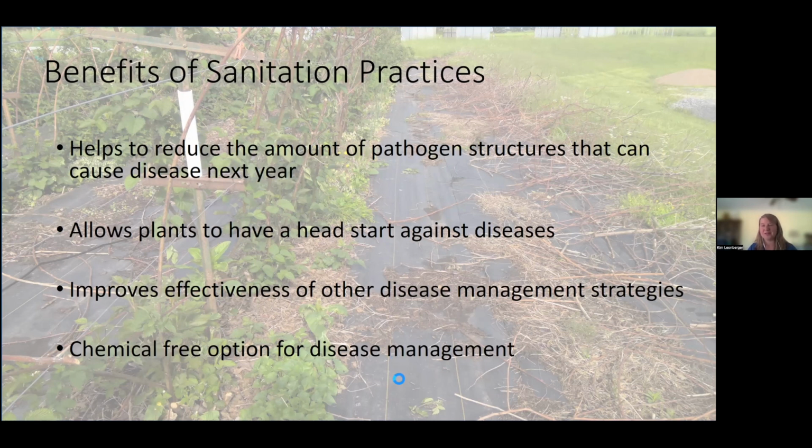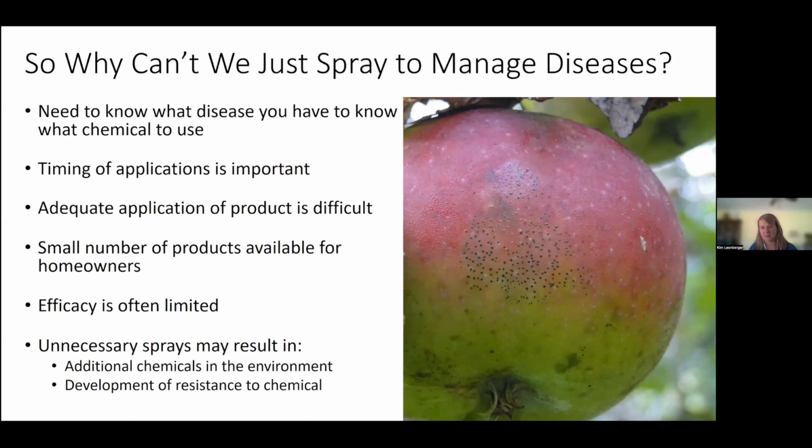But one of the questions that I most commonly get asked when we start talking about diseases and then we talk about sanitation is people will say, well, okay, sanitation sounds great, but why can't I just use chemicals? I'll just spray the plants, right? Good point, but we can't just spray to manage disease. And there's numerous reasons for that. So here's a summarized list of reasons why you can't just spray to manage disease.